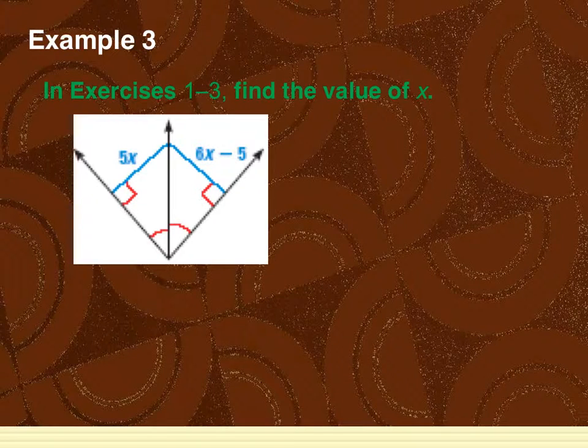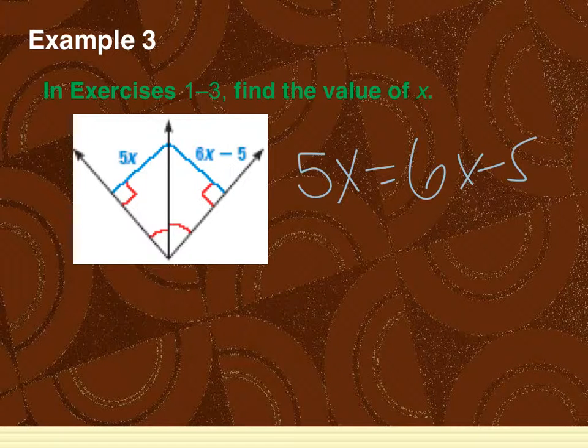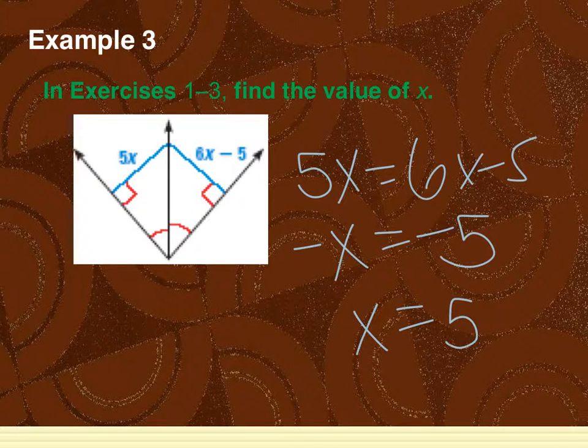Okay, last one. In the exercise, again, find the value of x. So this time I know what about the angle? It's being bisected, and then those little segments are showing you the distance between the angle bisector and the sides, which should be equal. 5x should equal 6x minus 5. So I'd get negative x equals negative 5, and x would equal 5.